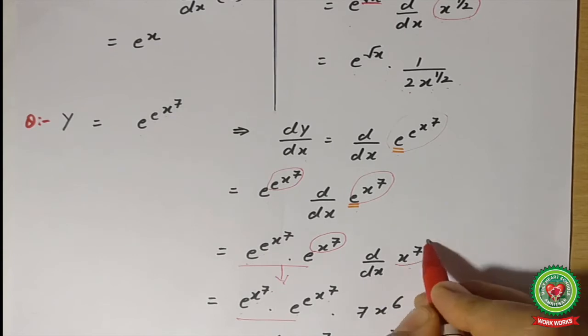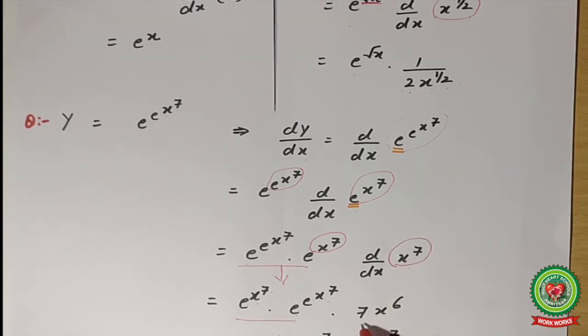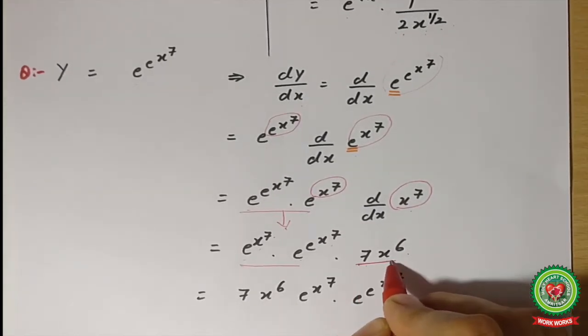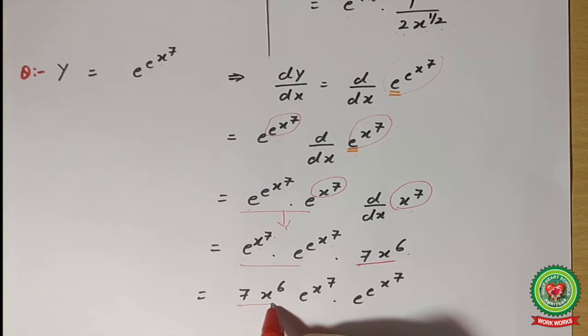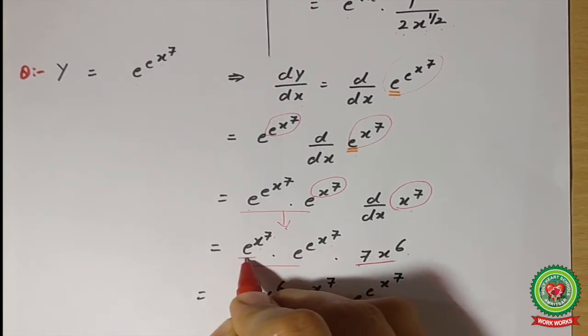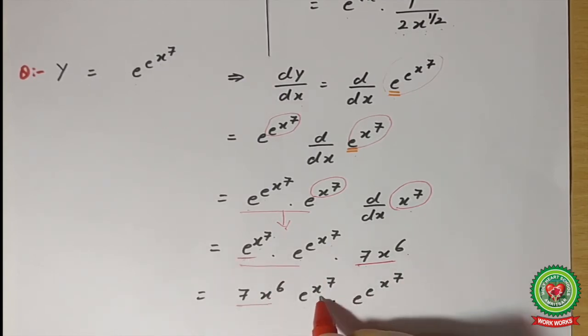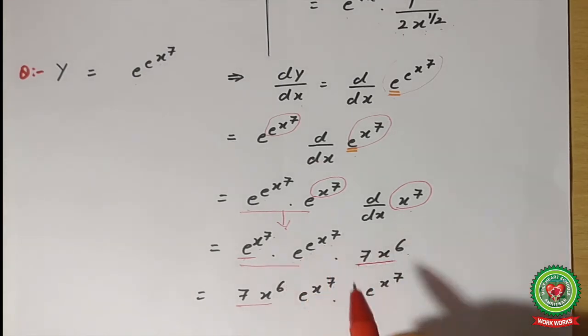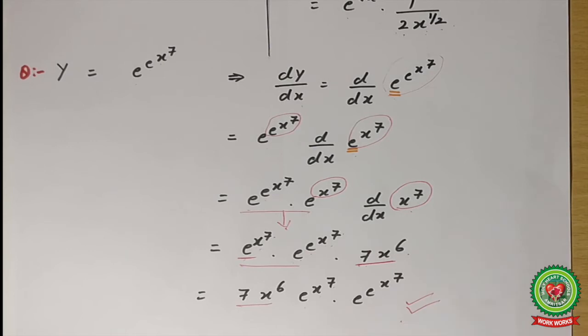Then d/dx of x raised to power 7 is 7x raised to power 6. Now the answer will be: first of all we will write down the algebraic term 7x raised to power 6. Then there is one more function, e raised to power x raised to power 7, so e raised to power x raised to power 7. Now that will be the answer.